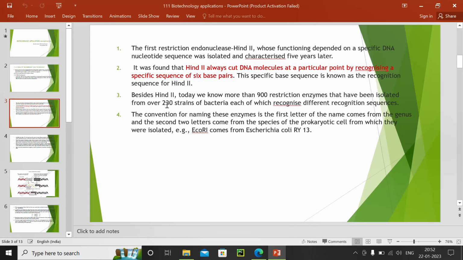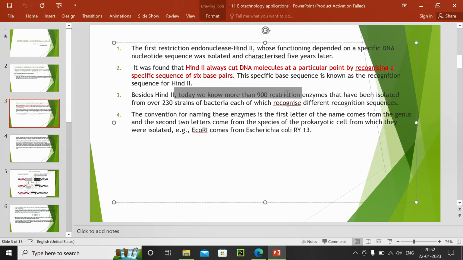Besides Hind II, today we know more than 900 restriction enzymes that have been isolated from over 230 strains of bacteria, which recognize different recognition sequences. Hind II is just one example. In fact, we have a database of more than 900 restriction enzymes.